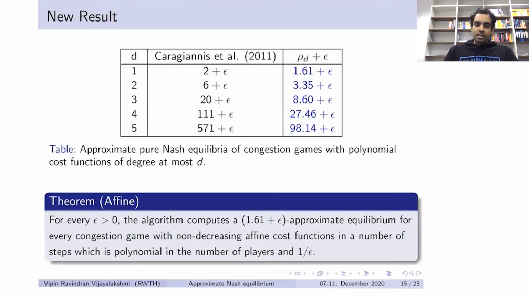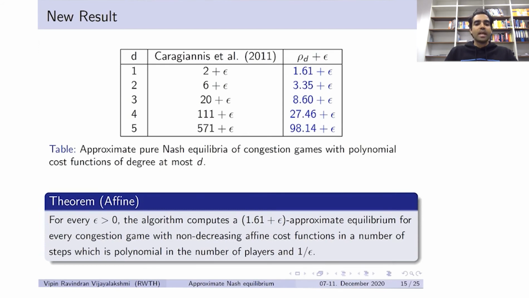So these are our results. We significantly improve the results in Caragiannis et al., using an adaptation to their algorithm with a linear programming approach. Particularly for linear cost functions, we improve from a 2 plus epsilon to a 1.61 plus epsilon approximate pure Nash equilibrium. For the rest of the talk, we just assume that all the cost functions are affine or linear.